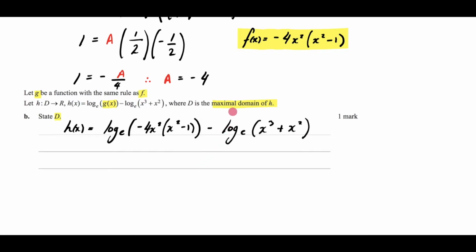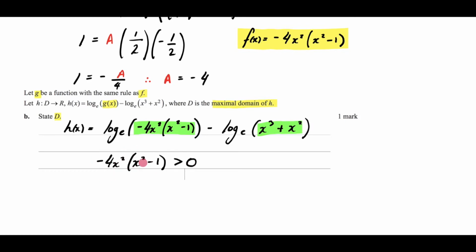Now, when we're finding the maximal domain, what we're going to realize is that I can't log a negative number. So this has to be greater than 0, and this has to be greater than 0. Let's find out when that is true. Negative 4x squared, x squared minus 1 has to be greater than 0. Just greater than 0, not greater than or equal to. Now, whenever you're trying to solve an inequality that is not linear, you have to graph it. But thankfully, we already have the graph of this, which we found in part A.